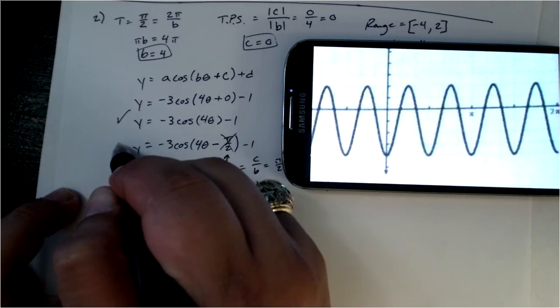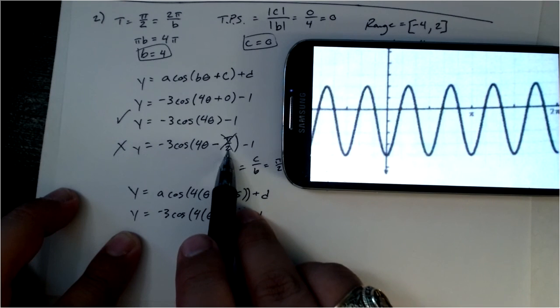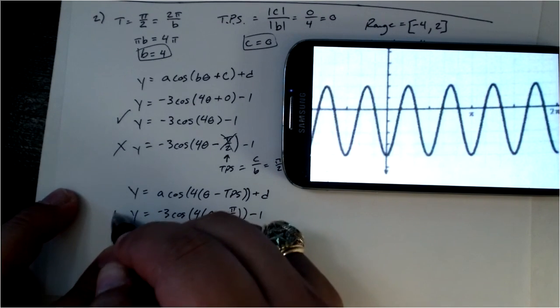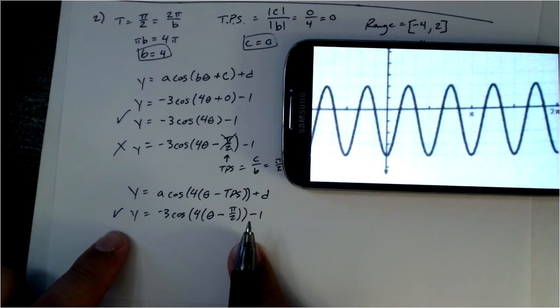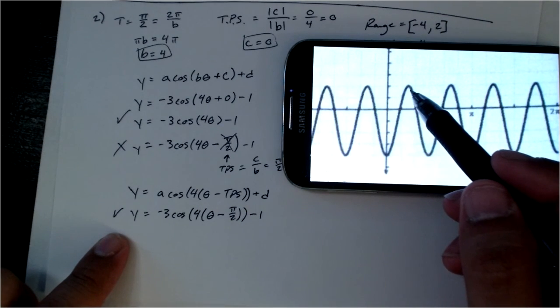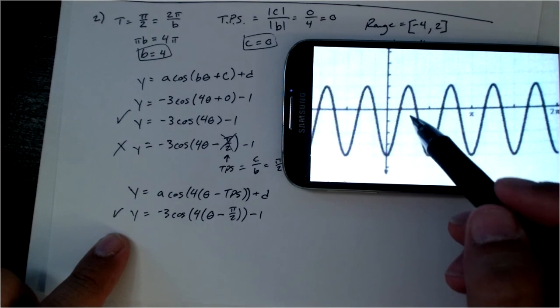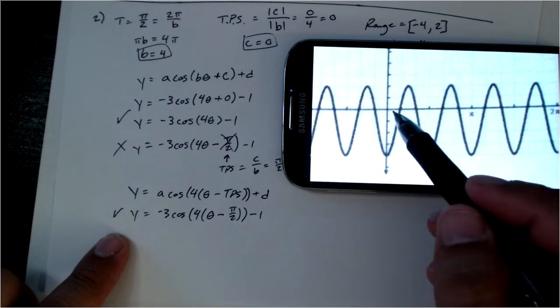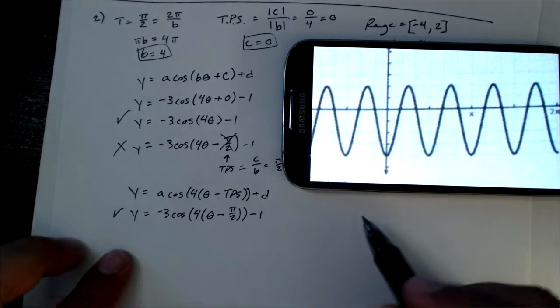This is a good equation. This is no good because that shift is wrong, right? But this is also a good equation. If we had chosen to start up here at pi over 4 instead of pi over 2 or 0, that would have been a positive cosine.